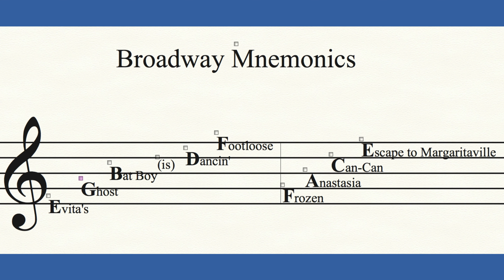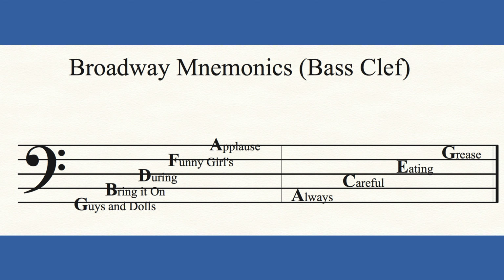Now, since this channel is aimed at the musical theater performer, I have taken some time to come up with Broadway-inspired mnemonic devices that you might have fun with. For the treble clef lines, try using "Evita's ghost, Bat Boy, is dancin' footloose." To remember the treble clef spaces, try "Frozen Anastasia can escape to Margaritaville." For the bass clef lines, try "Guys and dolls, bring it on during funny girls' applause."